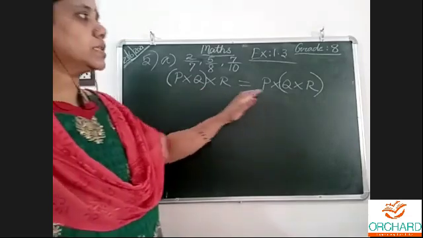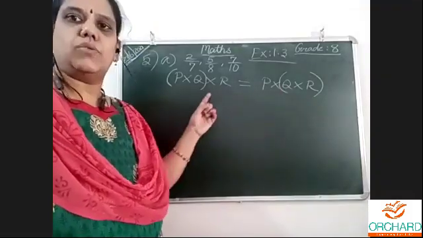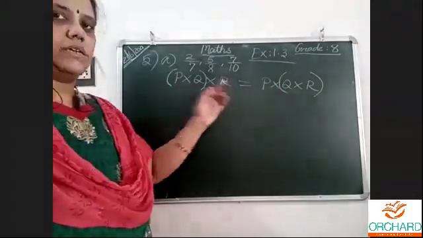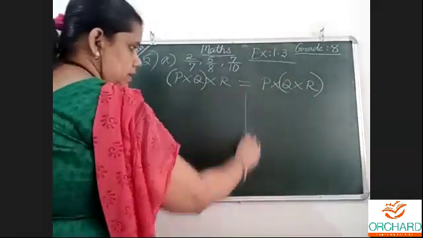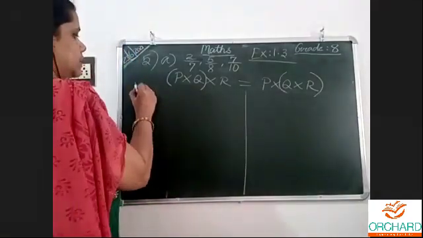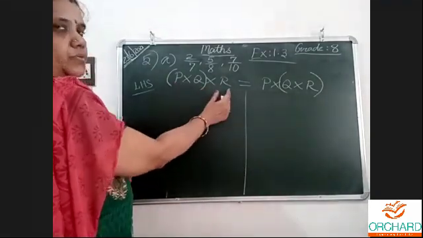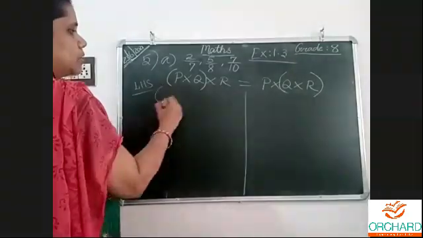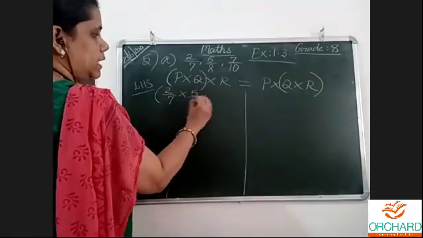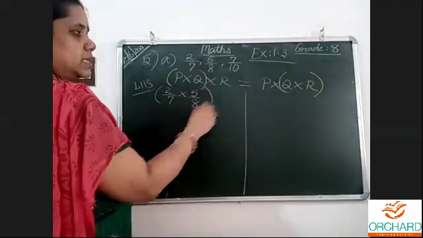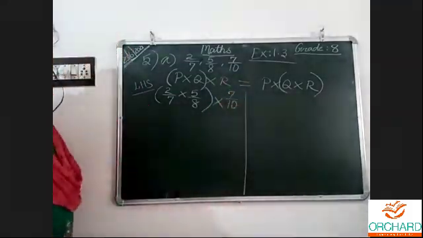Let us prove the associative law of multiplication. Associative law is with 3 rational numbers; 2 numbers means commutative. This is the associative law. First let me do this. LHS. P into Q, I will multiply, then do with R. What is P? What is Q? 2 by 7 multiplied by 5 by 8. This is P, this is Q, outside R. This is R, 7 by 10.